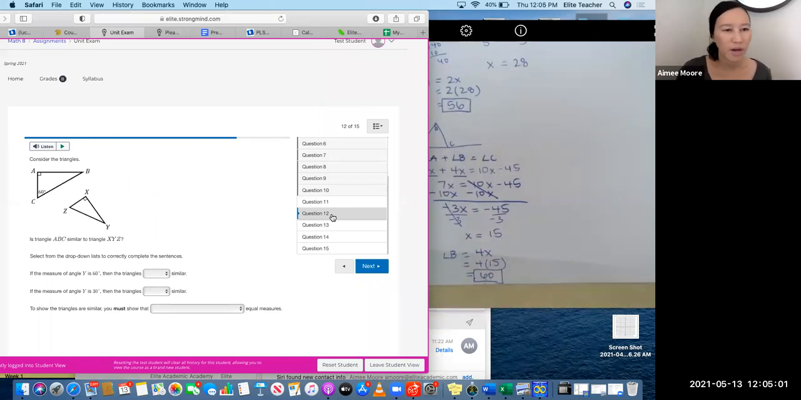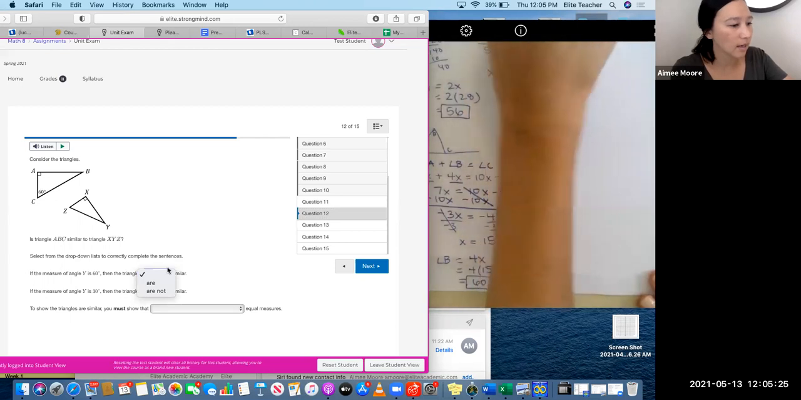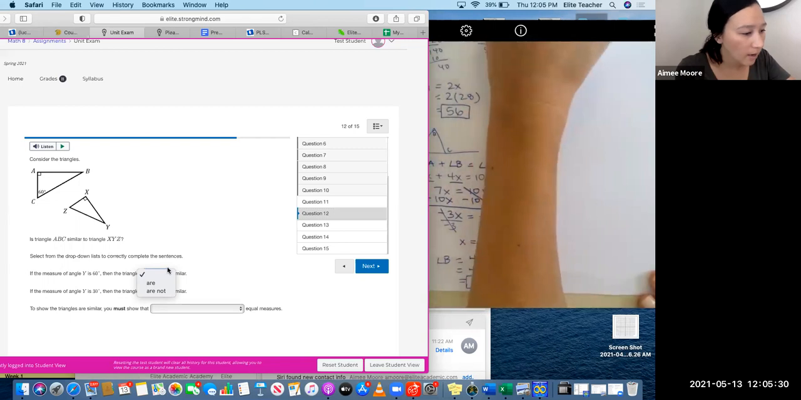Okay, number 12. So we have these two triangles. Is triangle ABC similar to triangle XYZ? Select from the drop-down list to correctly complete the sentence. If the measure of angle Y is 60 degrees, then the triangles are or are not similar. So let's see. We have a right angle and this one's 60 degrees.